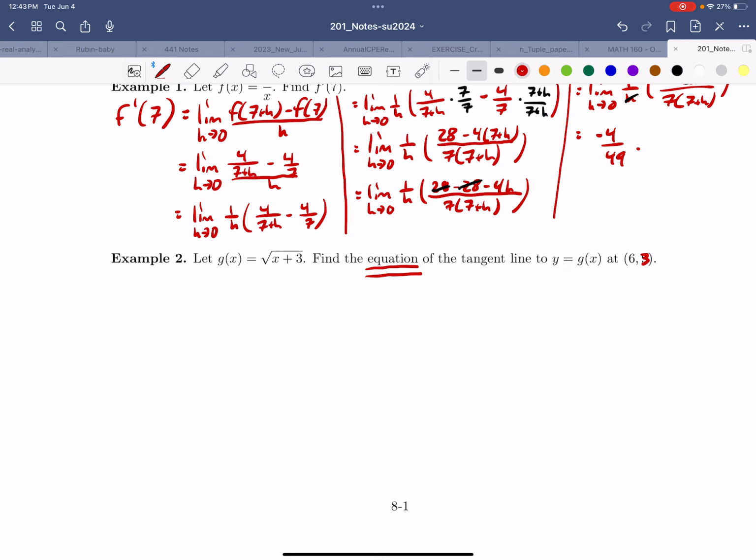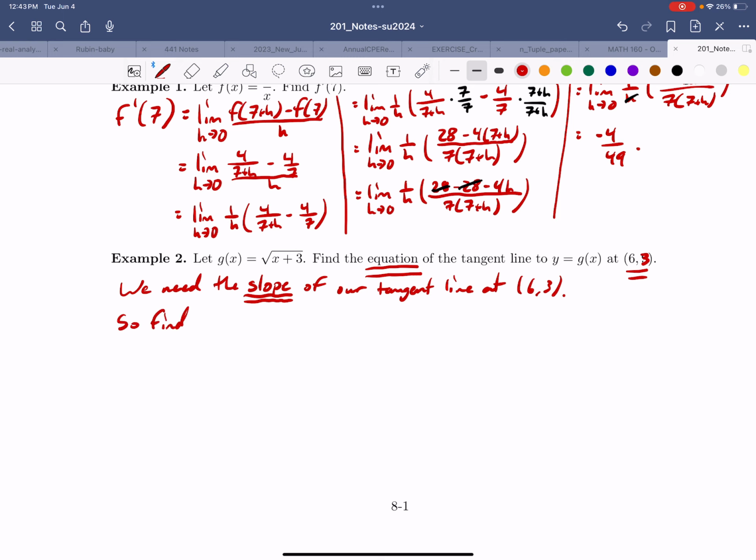Remember, the equation of the tangent line, the equation of a line, we need a point and a slope to make an equation of a line. We have the point, we need the slope. So we need the slope of our tangent line at 6, 3. What is the slope?